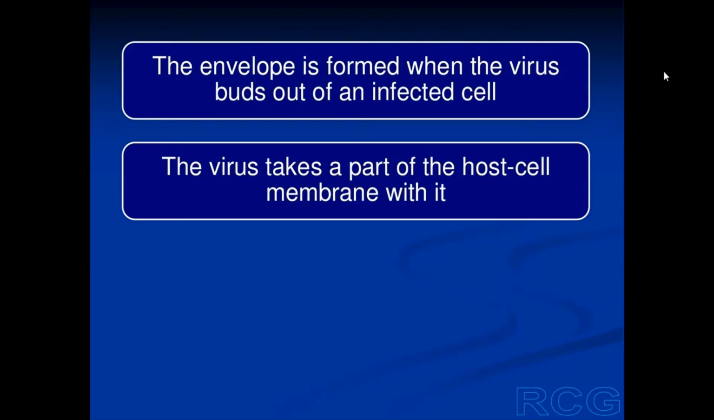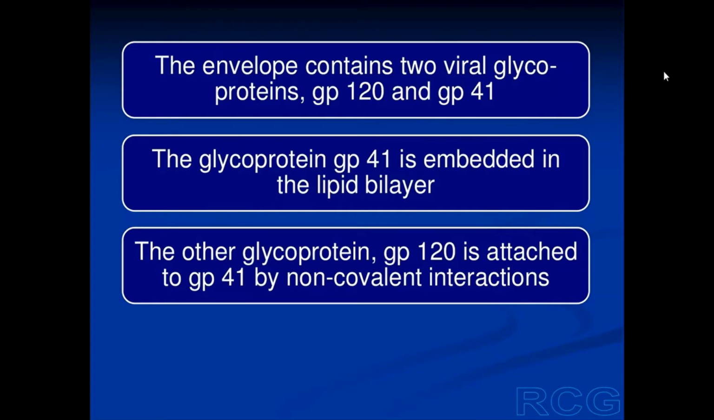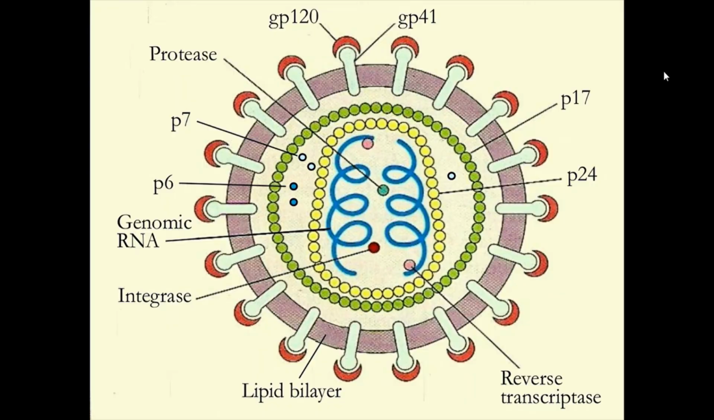The envelope is formed when the virus buds out of an infected cell, and the virus takes a part of the host cell membrane with it. The envelope contains two viral glycoproteins, GP120 and GP41. GP41 is embedded in the lipid bilayer, whereas GP120 is attached to GP41 by non-covalent interaction.